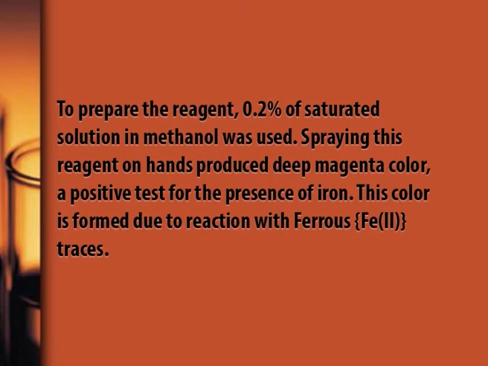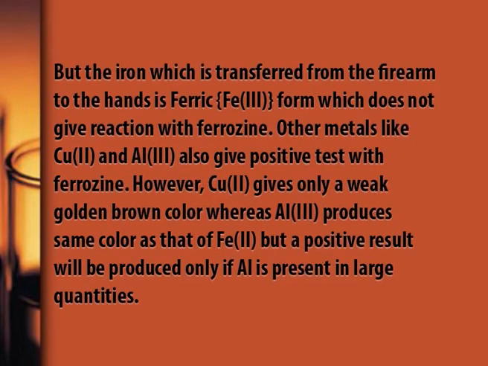This color is formed due to reaction with ferrous traces, but the iron which is transferred from the firearm to the hands is in ferric form, which does not react with ferrozine. Other metals like copper and aluminum also give a positive test with ferrozine. However, copper gives only a weak golden brown color, whereas aluminum produces the same color as that of ferrous. But a positive result will be produced only if aluminum is present in large quantities.